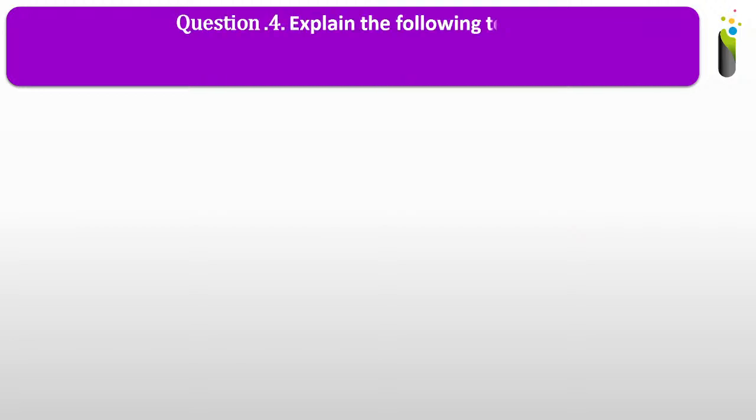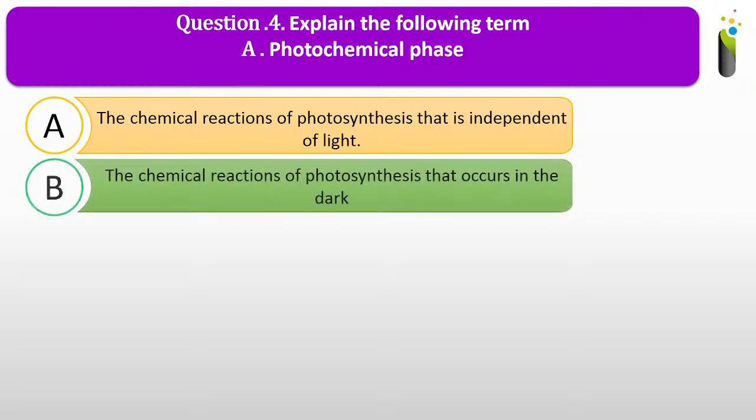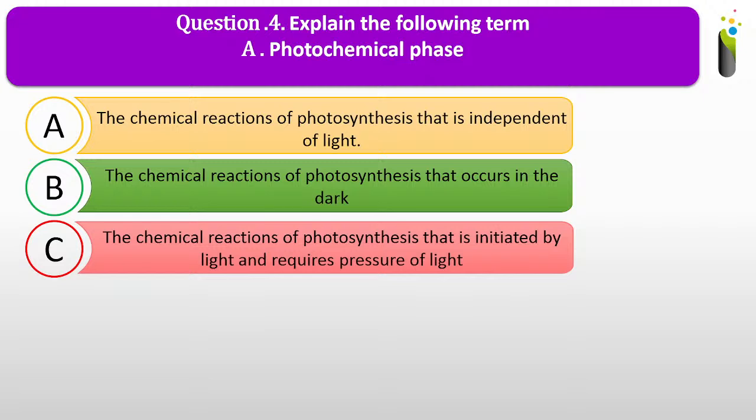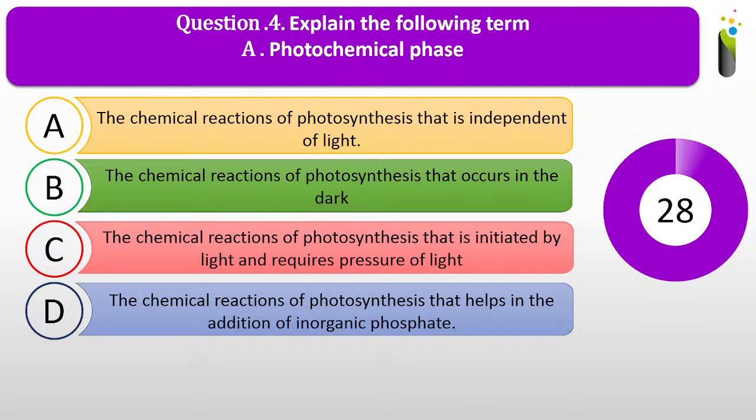Question number 4. Explain the following term. A. Photochemical phase. A. The chemical reactions of photosynthesis that is independent of light. B. The chemical reactions of photosynthesis that occurs in the dark. C. The chemical reactions of photosynthesis that is initiated by light and requires presence of light. D. The chemical reactions of photosynthesis that helps in the addition of inorganic phosphate. So photochemical phase. Explain the term photochemical phase.